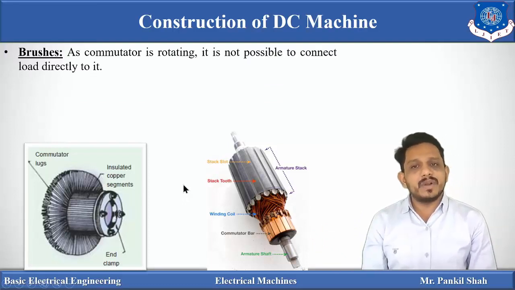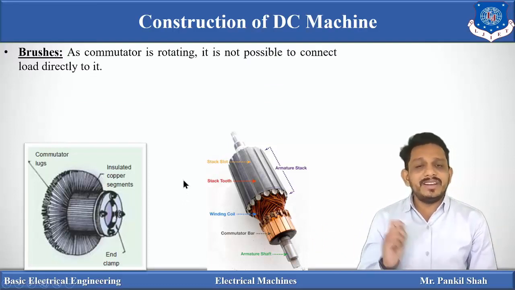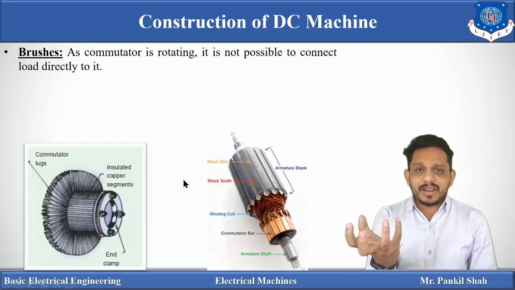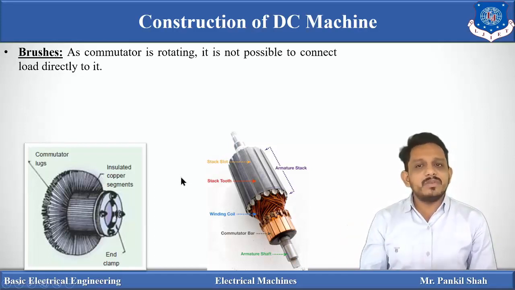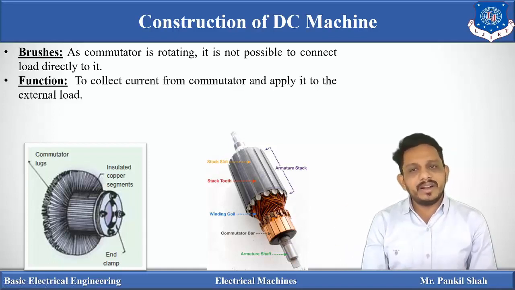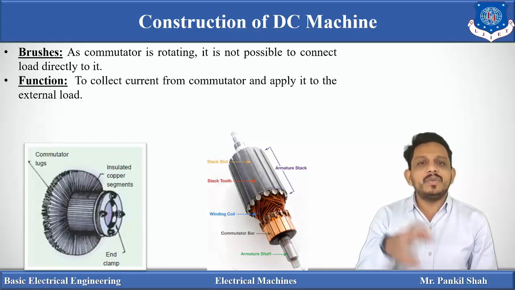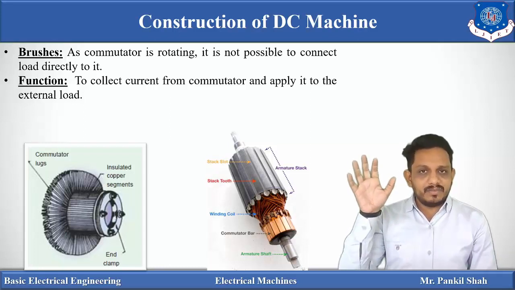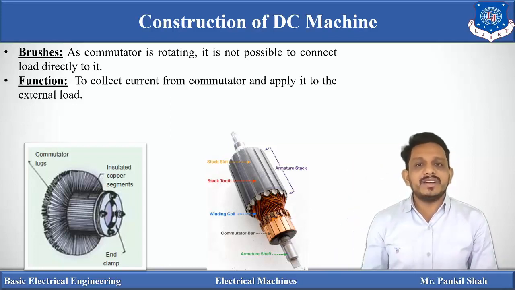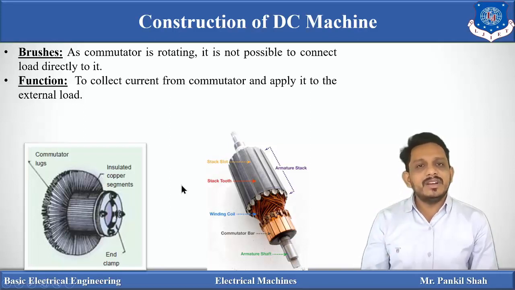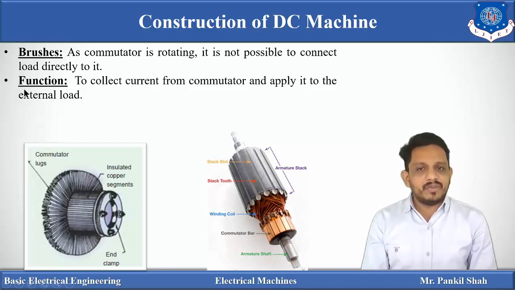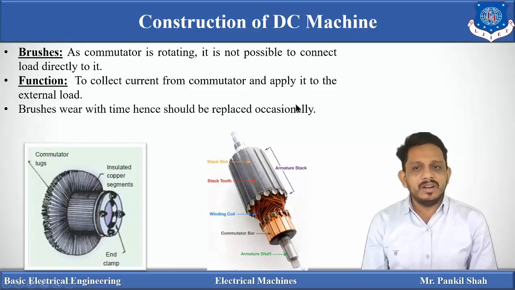Now next are the brushes. As the commutator is rotating, we cannot get output directly from it. It is not possible to connect the load directly to the commutator. So brushes should be connected with some spring pressure to the commutator so that they can collect the current from it. The function is to collect the current from the commutator and apply it to the external load.